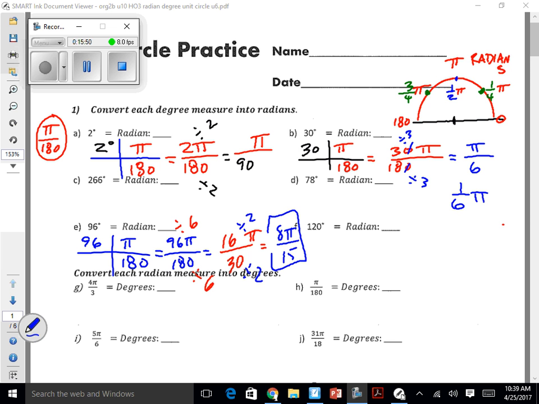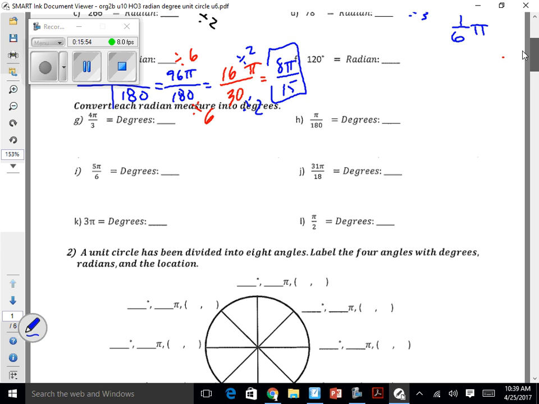Bottom section, we'll do G and I. Look at it now. Someone say what the fraction is to do the bottom section to do G. 180 over pi. It is the reverse. Write it down.